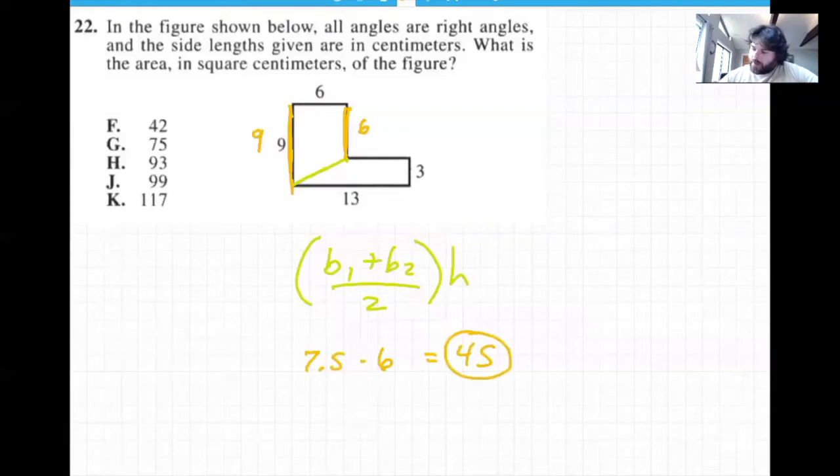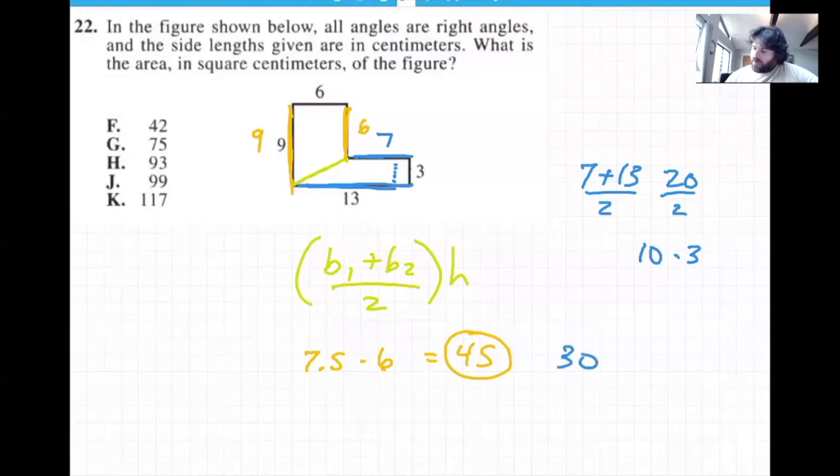Okay. Then I'm going to do the same thing in blue here. I'm going to find the base 13 and the base 7 and average them together. Again, I know that's 7 because this 6 and this 7 have to add to be 13. So I take my base 7 and I add it to my 13 divided by 2. That's the average. So 20 cut in half is 10. So my average is 10 times my height. And again, my height is this distance here, 3. So height times 3. 3 times 10 is 30. So I get 45 and 30. When I add those together, I still get 75.